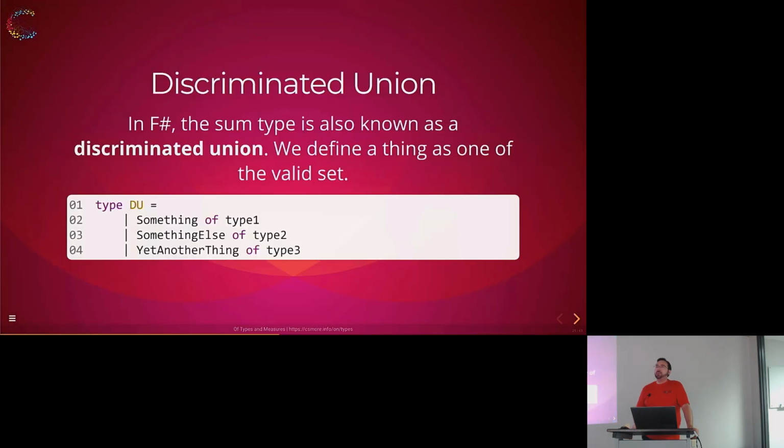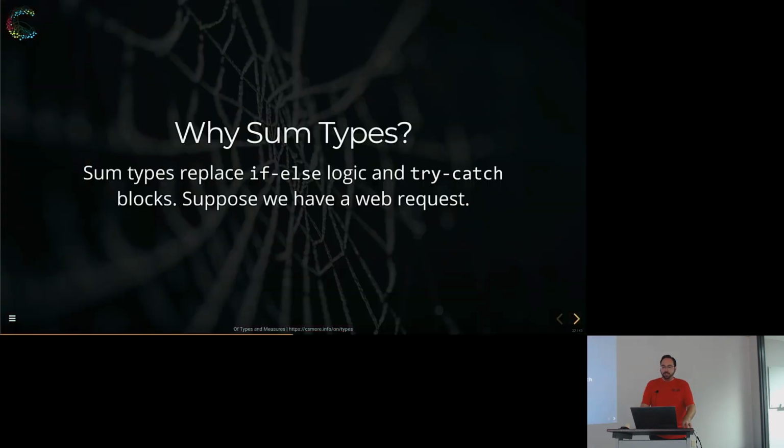In F#, this sum type is also called a discriminated union. So we define a thing as one of. It's like XOR, really. So exactly one of the following. It may be something of type 1, or something else of type 2, or yet another thing of type 3. That's a little vague, necessarily vague at the beginning, but we're going to clarify this with some examples in just a moment. Before I get to the demo, though, let's talk about why they're important. The reason is that they're going to help you replace a lot of if-else logic and also try-catch blocks.